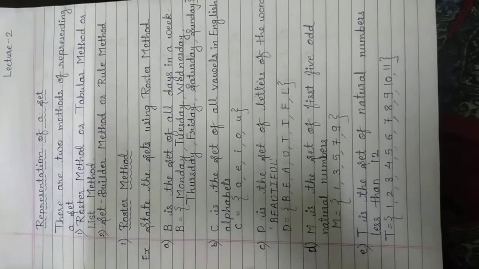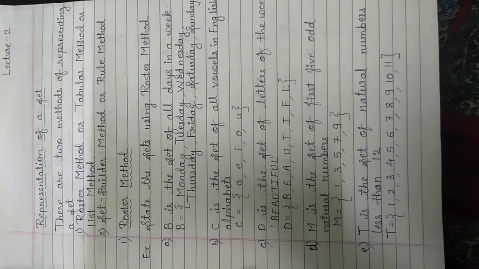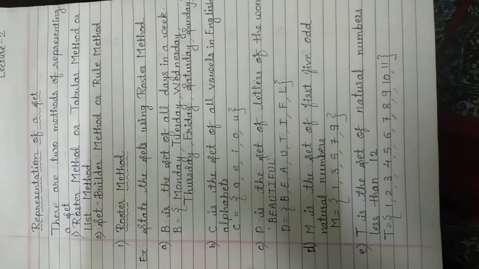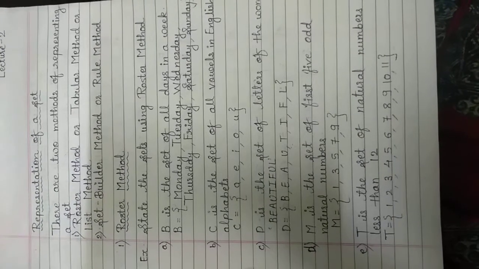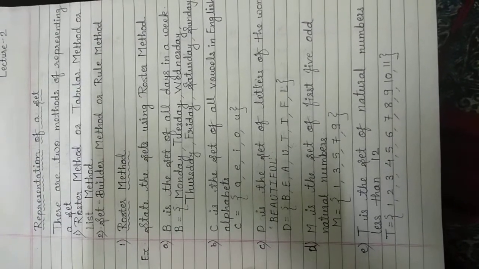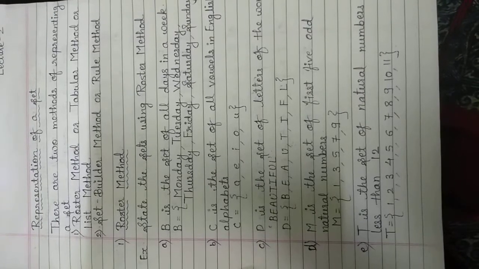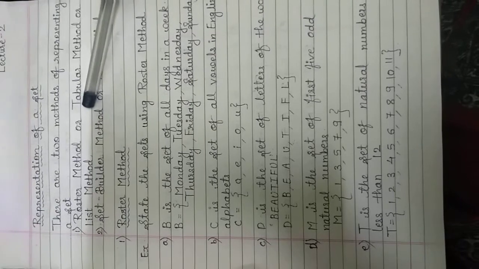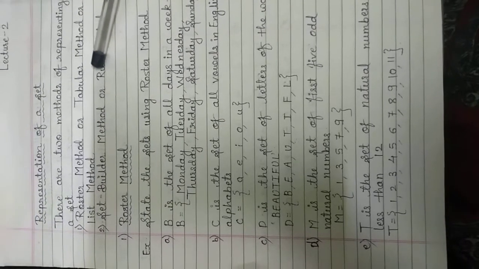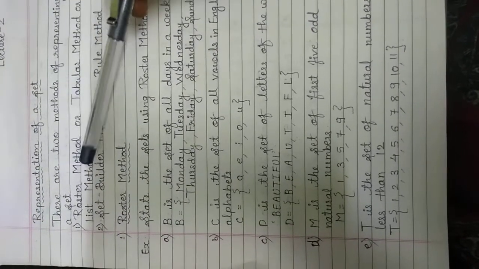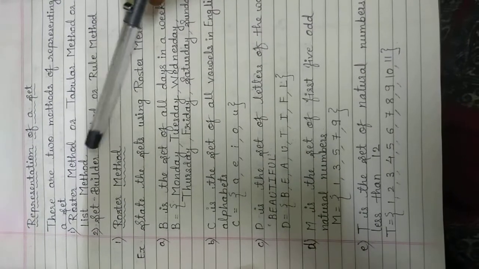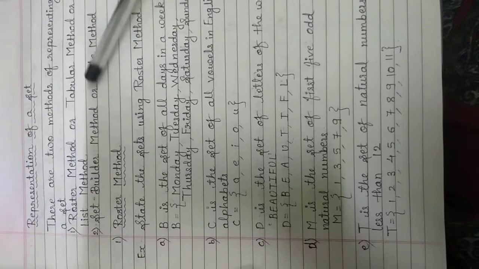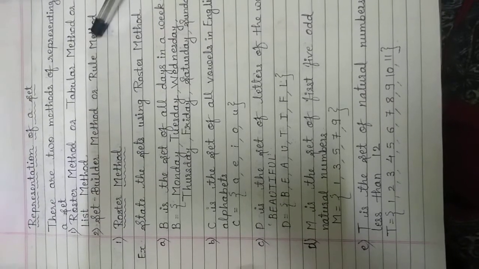Hello students, in the previous lecture we learned the definition of a set. Now here we will continue with the representation of a set. There are two methods of representing a set. First is the roster method, also called the tabular method or the list method. And the second method is the set builder method, also called the rule method.